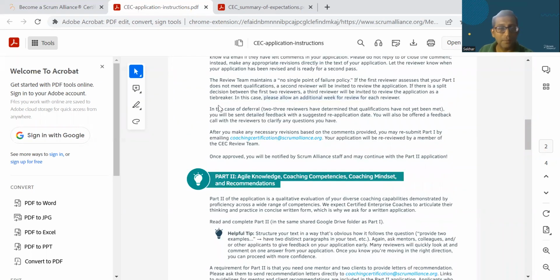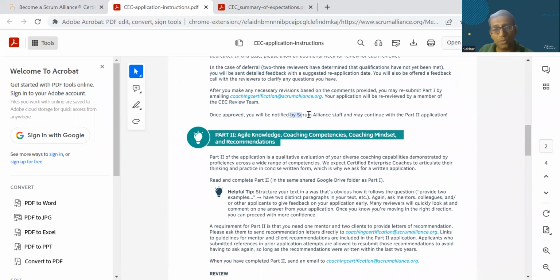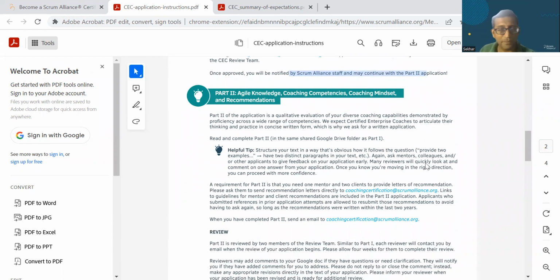In case of deferrals, where 2 out of 3 reviewers determine that you don't meet the necessary qualifications, you will be sent detailed feedback with a suggested reapplication date. Maybe there will be a deferral for a few months, and you will also get feedback. And if necessary, you can also have a conference call with the reviewers. Yeah. After making the necessary revisions based on the comments provided, you may resubmit your part 1 application. And once approved by Scrum staff, you may continue to the part 2 application.